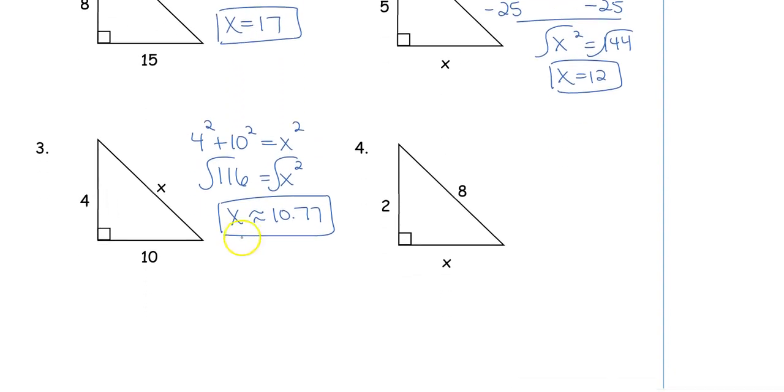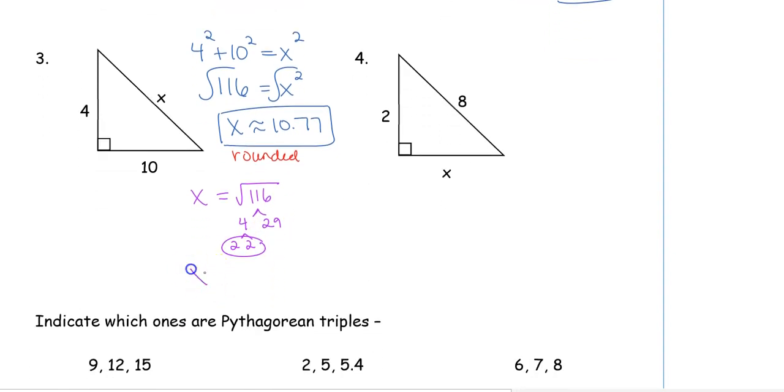You want to know the difference between your rounded answer and your exact answer. If I'm looking for the exact answer, and I do want you to know both, I'm looking at the fact that x is going to be equal to the square root of 116. We do a factor tree to break down 116, which is 4 and 29, which is 2 and 2, and 29 can't be broken down. So then we end up with that x is going to be equal to 2 square root 29.